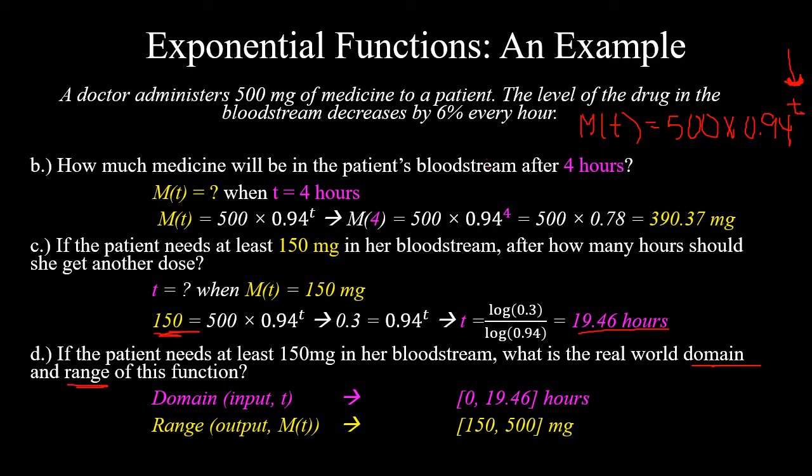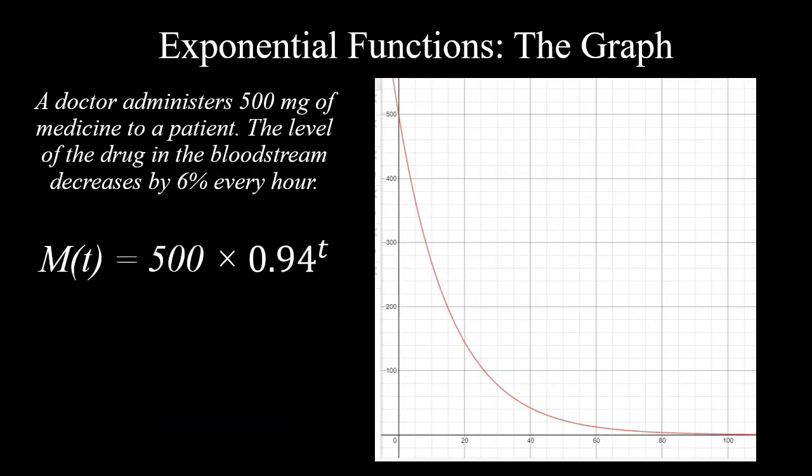So now let's move into and look at the graph for this function. Okay, so let's look at the graph of this function. All right, this is the same situation we've been dealing with. A doctor administering 500 milligrams of medicine. The level of the drug in the bloodstream decreases by 6% every hour. So we have our function m of t equals 500 times 0.94 to the t, okay?